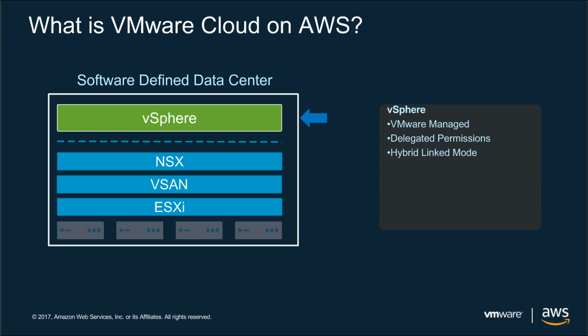VMware has introduced a new feature called hybrid linked mode, and hybrid linked mode allows you to connect the single sign-on domain that is running inside of VMware Cloud on AWS into your on-premises environments. So the VMware Cloud on AWS software-defined data center will show up just as another data center in your on-prem environments without having to be connected back into that single sign-on domain.